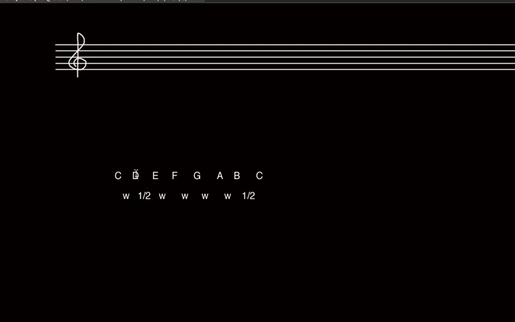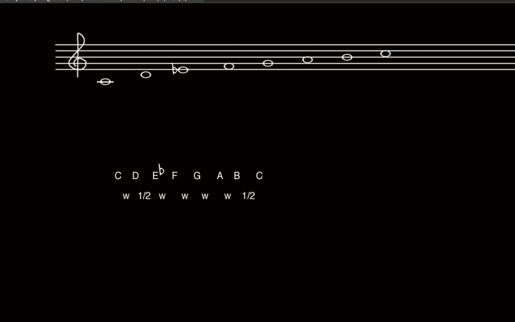So C to D is a whole step, D to E is a whole, so I need a half step. So I'm going to lower my E to E flat. So now I have a half step. E flat to F is a whole step. F to G is a whole step. G to A is a whole step. A to B is a whole step. And B to C is a half step. So here is my ascending melodic minor starting on C as my tonic or keynote.